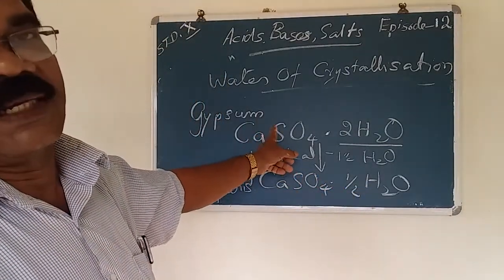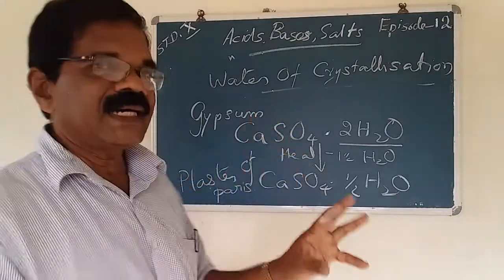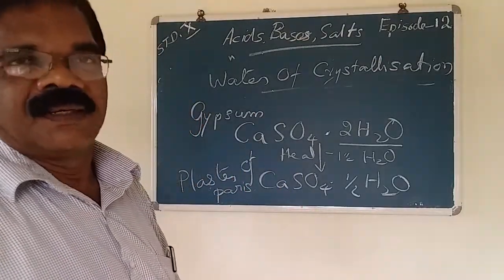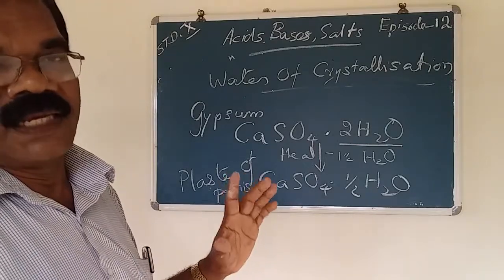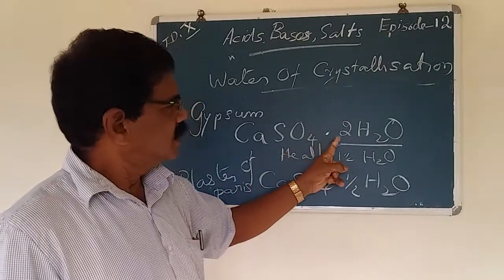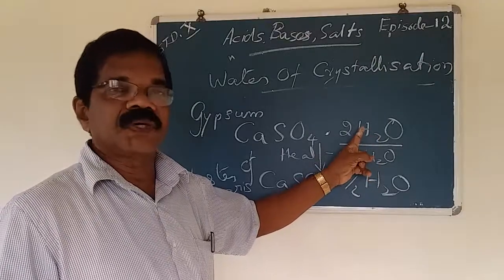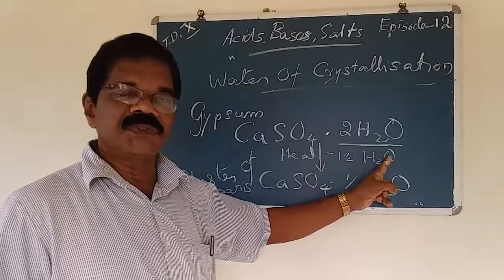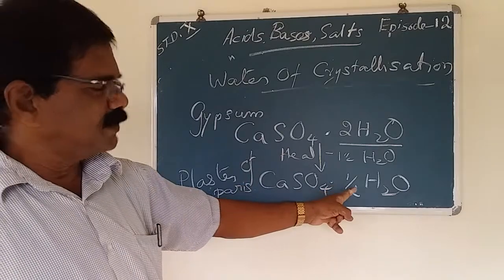First you note the difference between gypsum and plaster of Paris. Both are chemically calcium sulfate. Then where lies the difference? The difference lies in the number of molecules of water of crystallization. In gypsum, CaSO4 2H2O, there are 2 water molecules. But in plaster of Paris, there is half H2O.